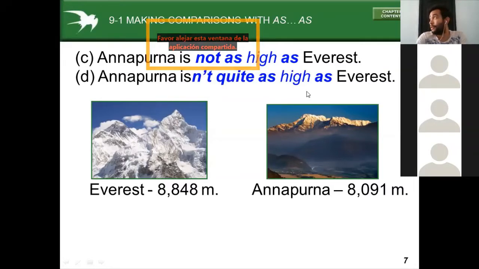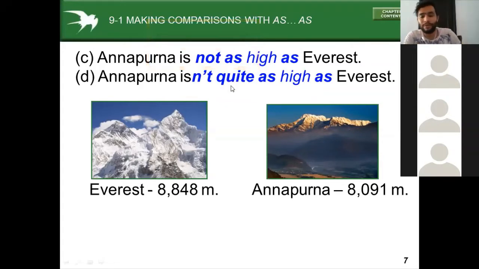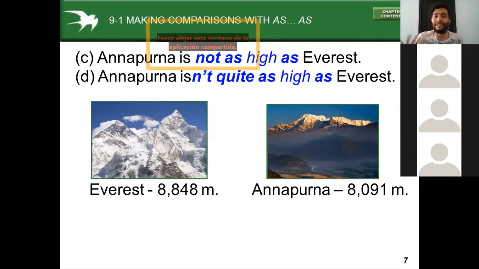Then we have here another one. It's just like the contracted form with isn't, but we're adding a different word. What is the word that we're adding? Quite. What is the meaning of quite here? It gives the intention, like I told you before with a lot, far, and much. They give the intention of something like intensity, right? That's what they give actually. So the same happens here. Annapurna isn't quite as high as Everest.